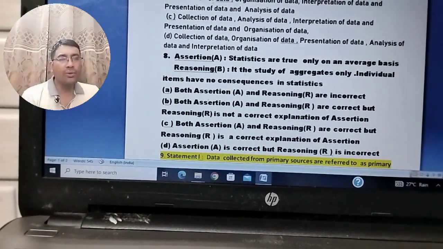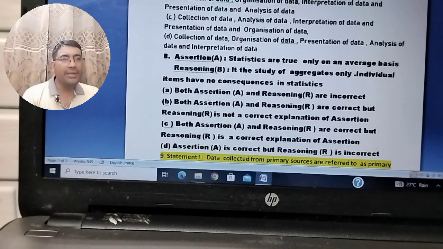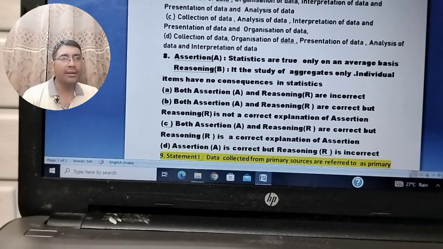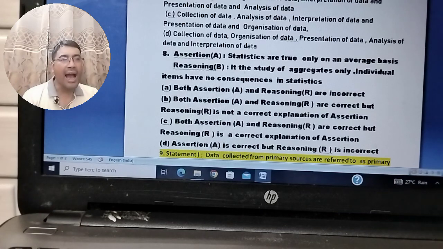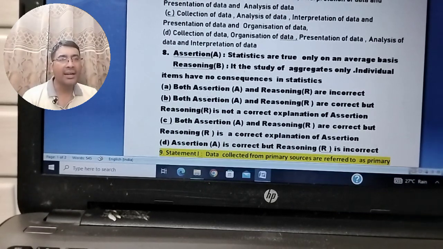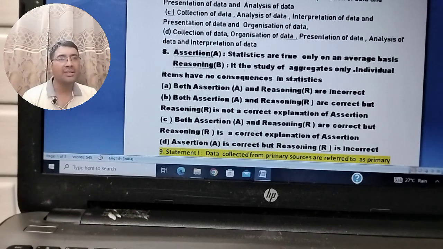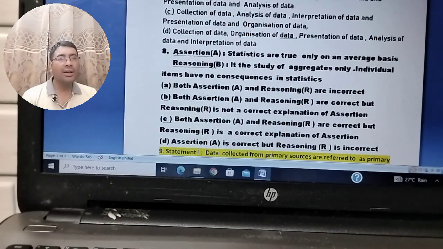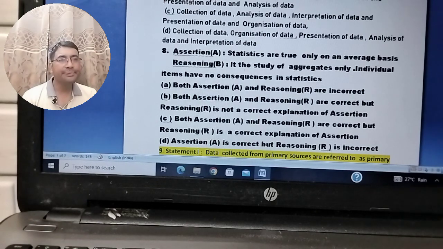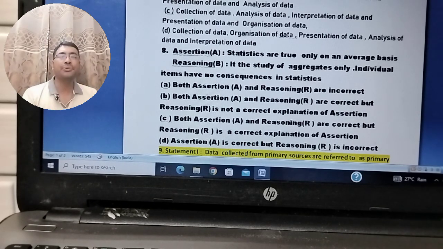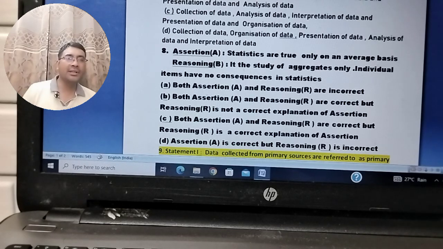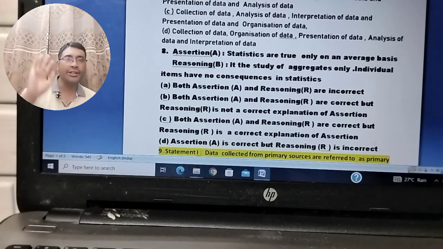So number one, both assertion A and reasoning R are incorrect. It is absolutely wrong. Actually, both are correct. Okay, both assertion A and reasoning R are correct, but reasoning R is not the correct explanation of assertion A. So reasoning is not valid for the assertion. So it is also absolutely incorrect. Both assertion A and reasoning R are correct, and reasoning R is a correct explanation of assertion A. This is absolutely correct.